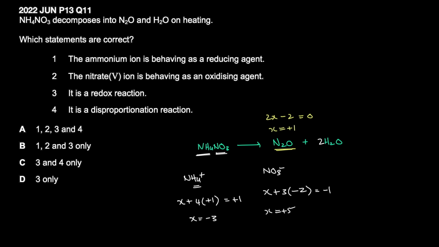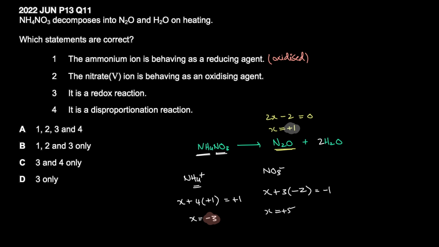So now, if you look at the first statement, the ammonium ion is behaving as a reducing agent. That is true because a reducing agent undergoes oxidation. So that means that it's being oxidized. And we can clearly see that the oxidation number of the nitrogen is increasing from minus 3 in the ammonium ion to plus 1 in the product.